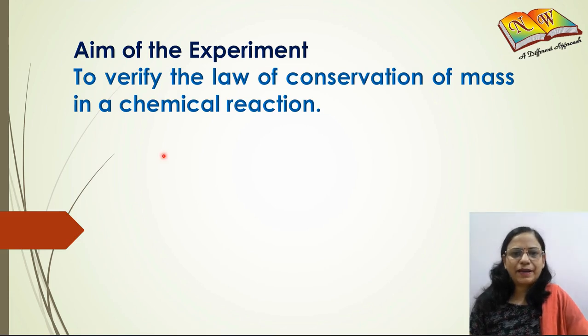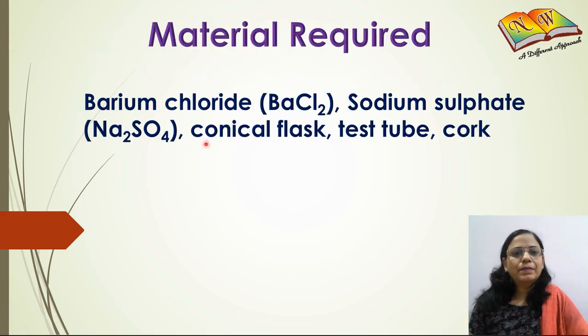The aim of this experiment is to verify the law of conservation of mass in a chemical reaction. The materials required for this experiment are a solution of barium chloride, a solution of sodium sulfate, a conical flask, a test tube and a cork. You will also need a small thread to hang the test tube inside the conical flask.